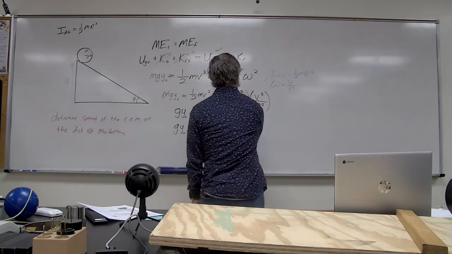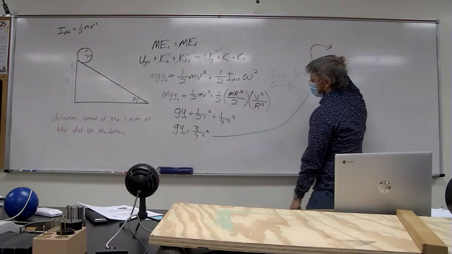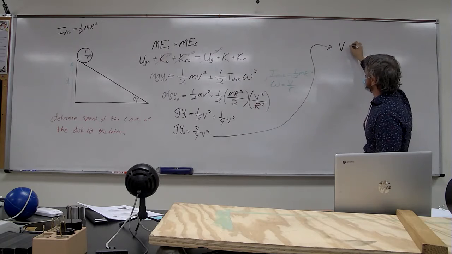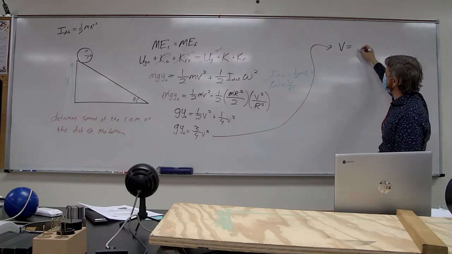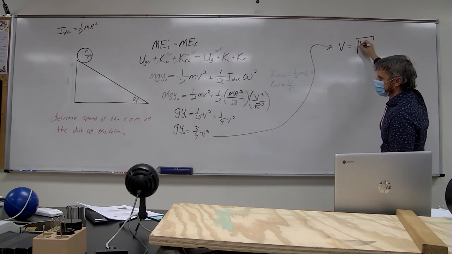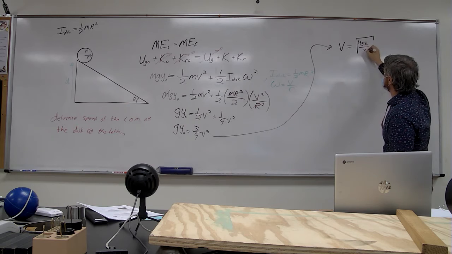What do we have to find? Speed. So multiply both sides by 4/3, right? And square root it, and I get that the speed at the bottom is going to be the square root of 4 g y naught over 3.